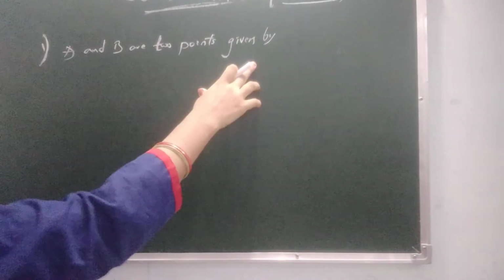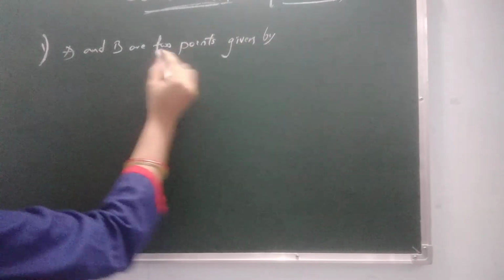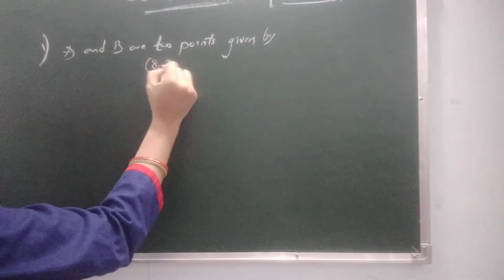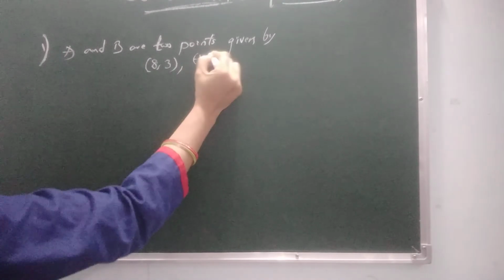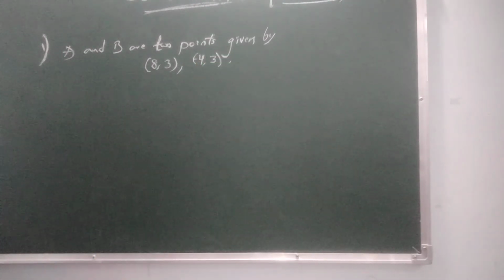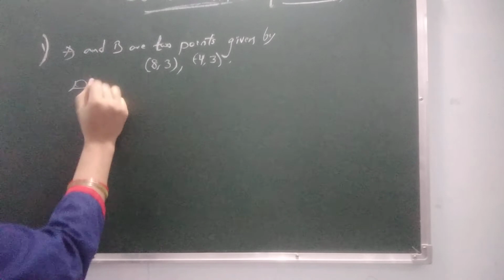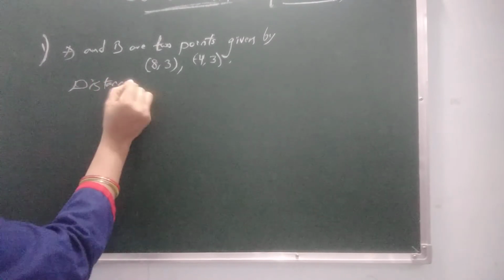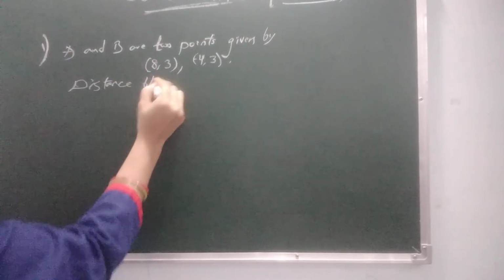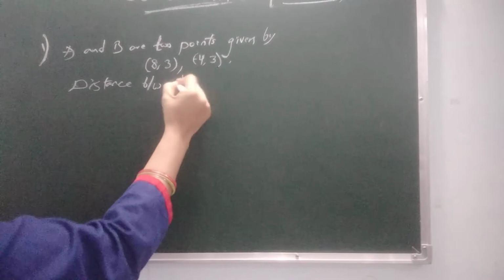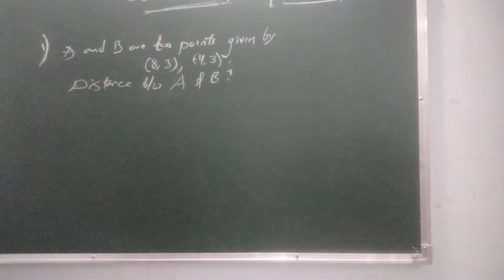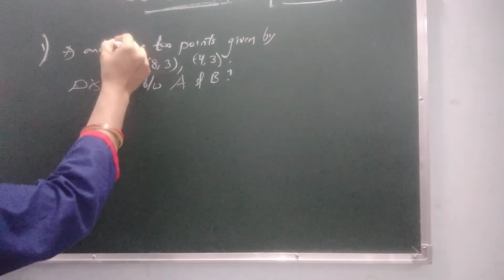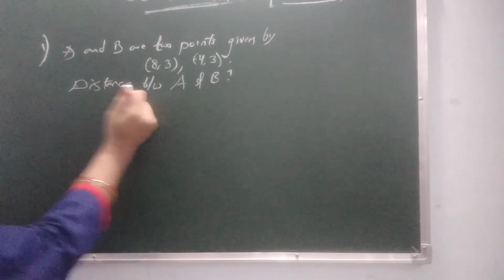A and B are 2 points given by 8, 3 and minus 4, 3. Find the distance between A and B. Tell me, which formula do we have to use here?